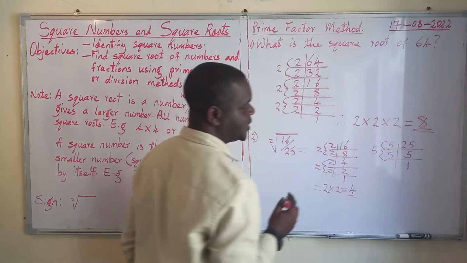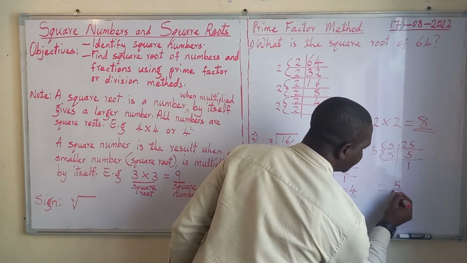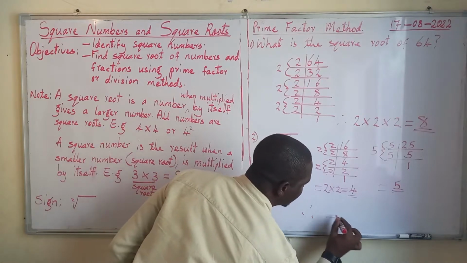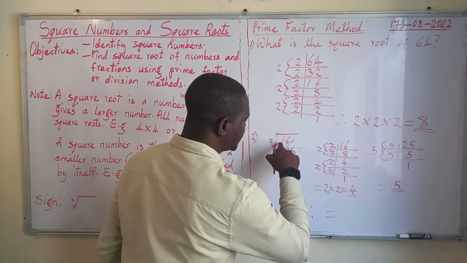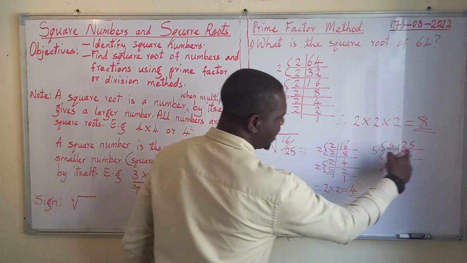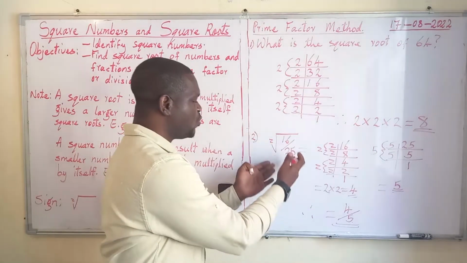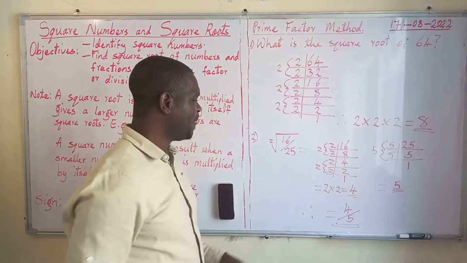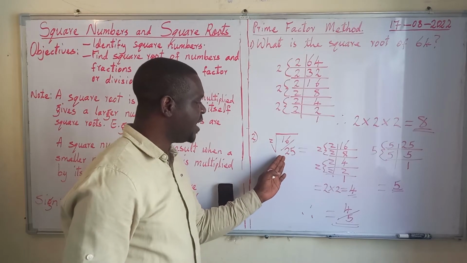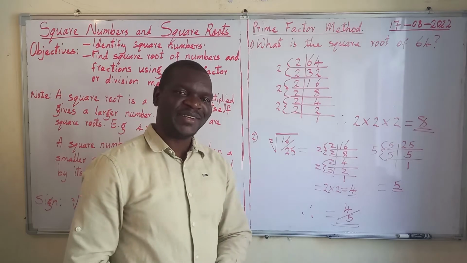We take 1 out of the pair, and our answer here will be 5. Therefore, for 16, the answer is 4, all over, for 25, the answer is 5. So this is how to find the square root of a fraction. The square root of 16 all over 25 will be equal to 4 all over 5.